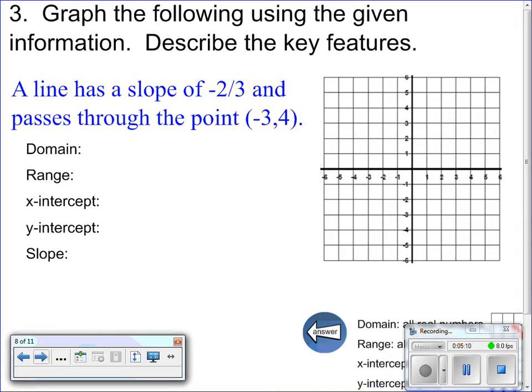Graph the following using the information to describe the key features. A line has a slope of -2/3 and passes through the point (0, 2). So if I'm starting here, and my slope is -2/3, that's down 2 over 3, down 2 over 3.